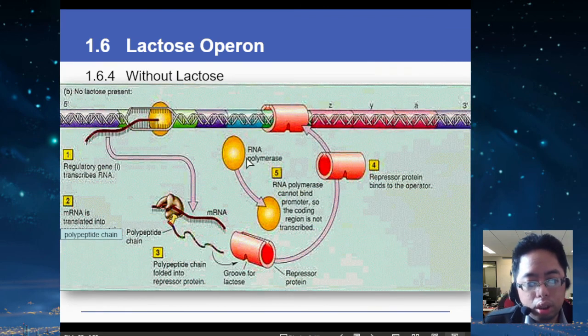Without lactose, the repressor gene will create this red thing called the repressor protein. The repressor protein will clamp onto the operator side. So if RNA polymerase comes, it's like, oh, it's locked, I cannot access. So it's not transcribed. The RNA polymerase cannot do anything.